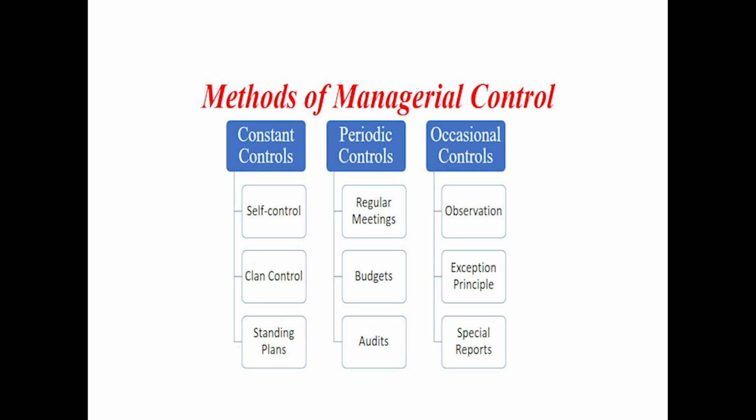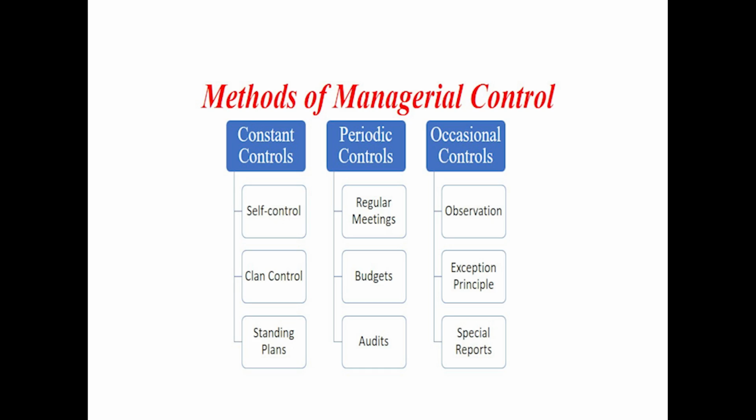Now, let us move to the second method of managerial control, that is periodic control. Periodic control happens periodically, meaning whenever it is required, it is asked for or taken care of. The first one is regular meetings. Meeting regularly with your employees and taking inputs on how they are working, what problems they are facing, and rectifying the problems on time through regular meetings is one of the methods.